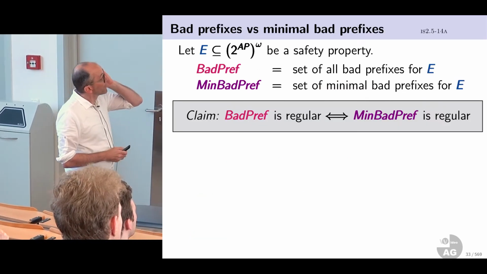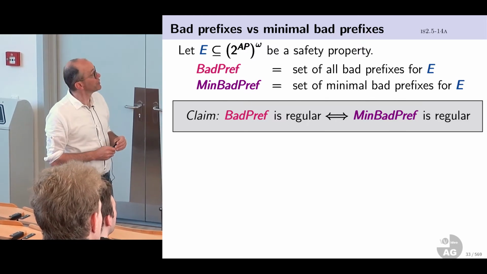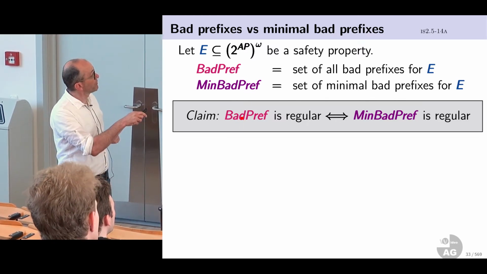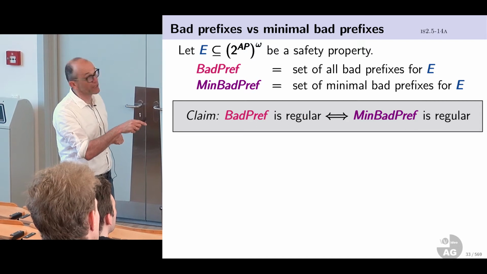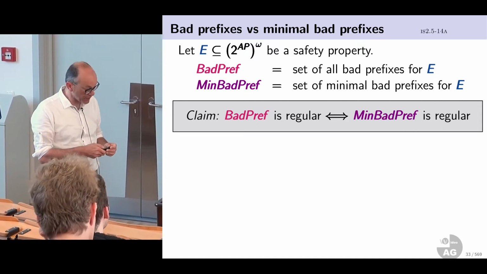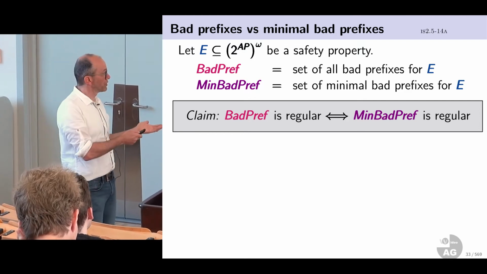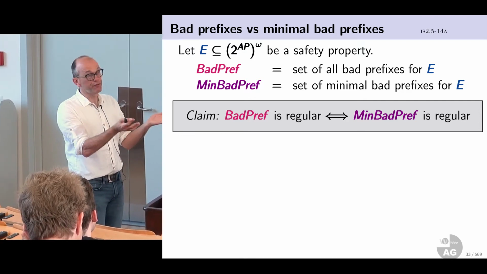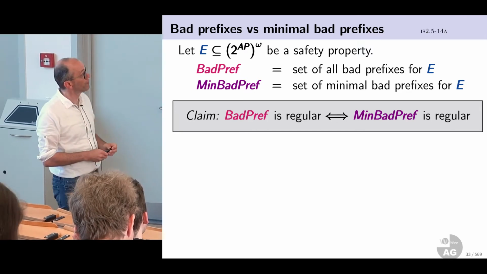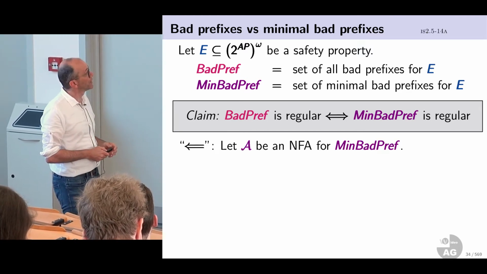Okay. It's very easy to show that the set of bad prefixes is a regular language if and only if the set of minimal bad prefixes is regular. So it doesn't make a difference whether you consider regularity on the level of bad prefixes or on the set of minimal bad prefixes. Why is this?